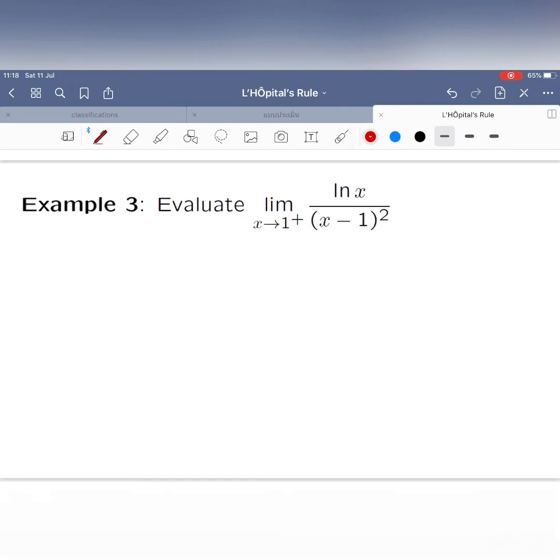How about this one? As your x goes to 1 from the right, let's look at a picture a little bit. Here is the 1, and your x goes to 1 from the right. So it means that on your bottom, it is 0, of course, because log of 1 is 0, and on your top is also 0. So this one is 0 over 0. So let us use L'Hopital.